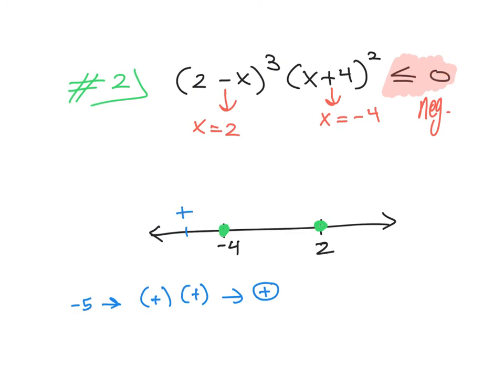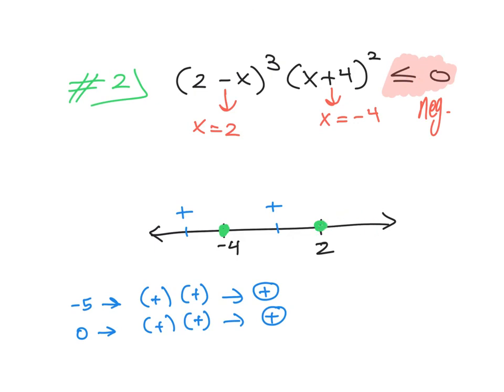Now take a number between -4 and 2, and that's going to be 0. And let's plug it in. 2 minus 0, that's 2, and you cube it and you get a positive. Now 0 plus 4, remember you're always squaring this, so it will always give you a positive number. So that's going to be positive as well. So again, I don't want this part of the number line. I just want this root. Now 2 works because they want it to be equal to 0.